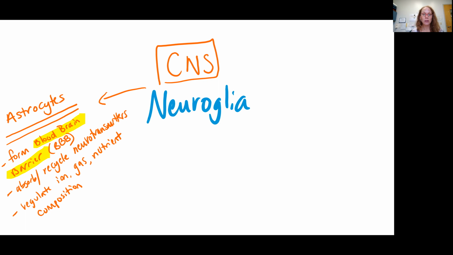The astrocytes are involved in absorbing and recycling neurotransmitters, which are our chemical messengers in the nervous system. We've already talked about acetylcholine as an example here. The astrocytes are also helping to regulate ion, gas, and nutrient composition to those neurons of the brain.